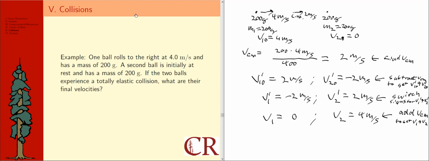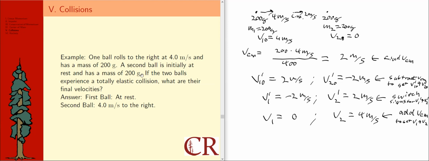Let's go ahead and check if that actually worked. It says the first ball is at rest, which is in alignment with my answer of 0 for V1. And the second ball is 4 meters per second to the right, which is what I also got.